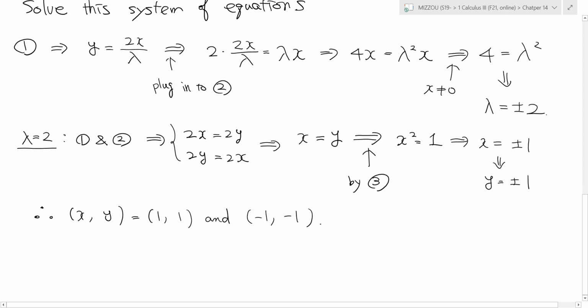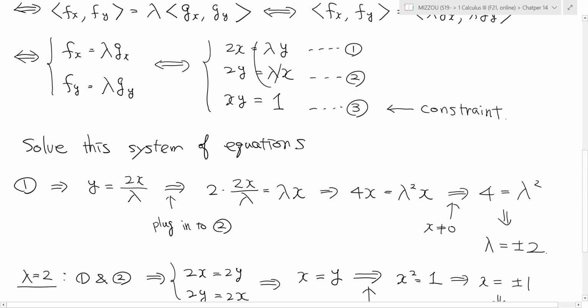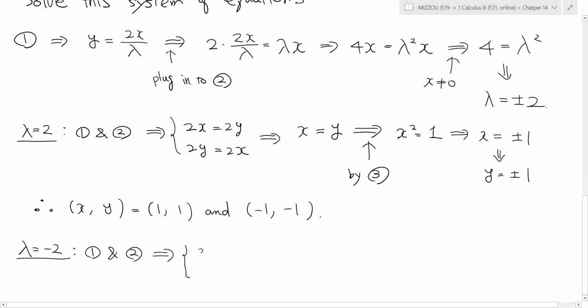Okay. Now, how about lambda is equal to negative 2? Lambda is equal to negative 2. Once again, just as before, equations 1 and 2 give you here, 2x is equal to negative 2y.